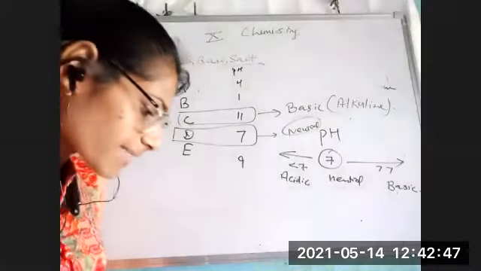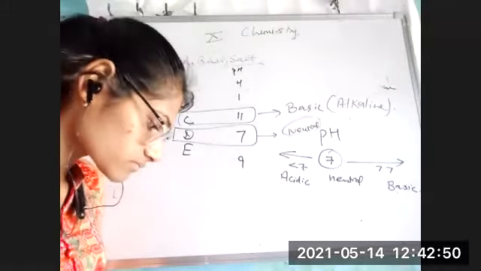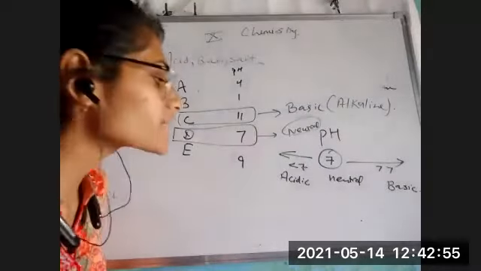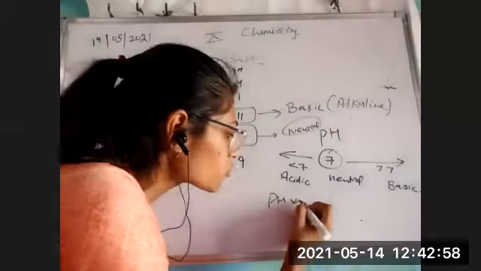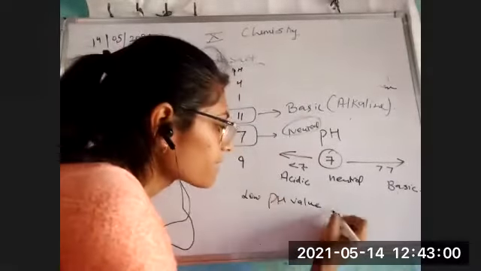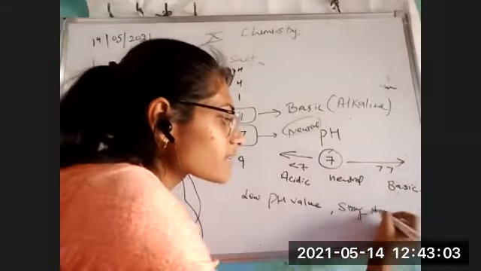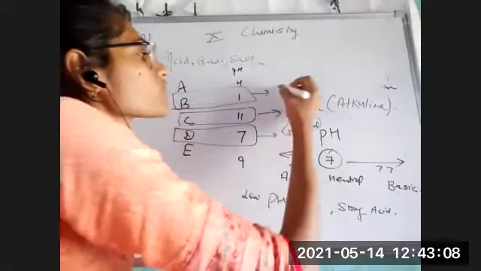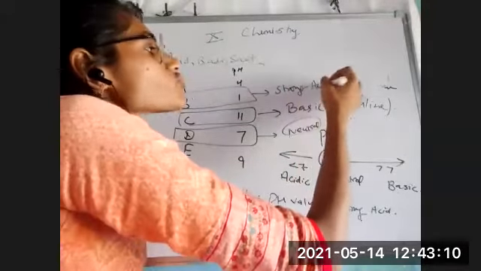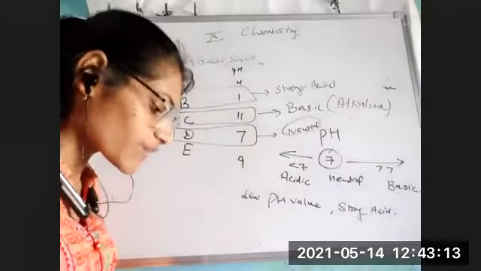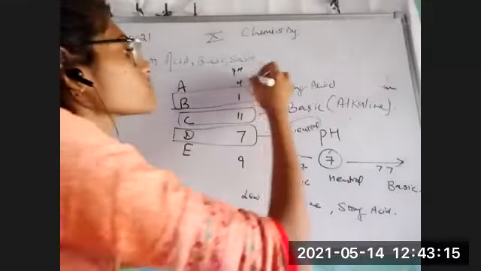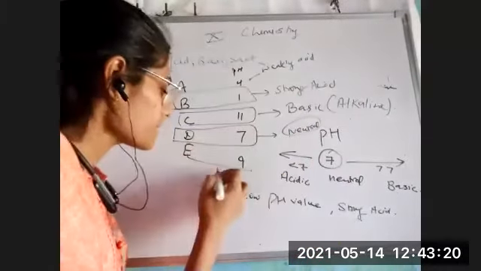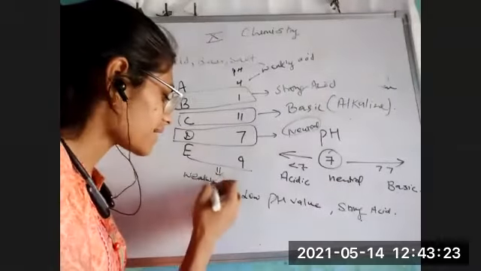Yes, same as it is. The question is, which one is strongly acidic? Acidic means the lower the pH value, the stronger the acid. So the lowest pH value is of B, the maximum. So it is the strongest acid, I can say. This one is weakly acidic, and this is weakly base or weakly alkaline.